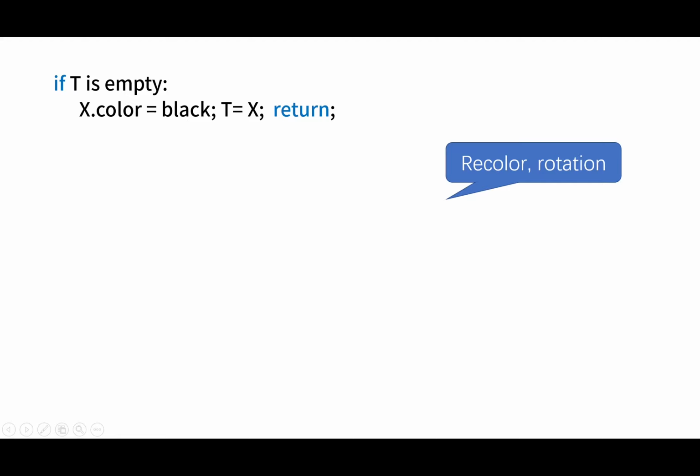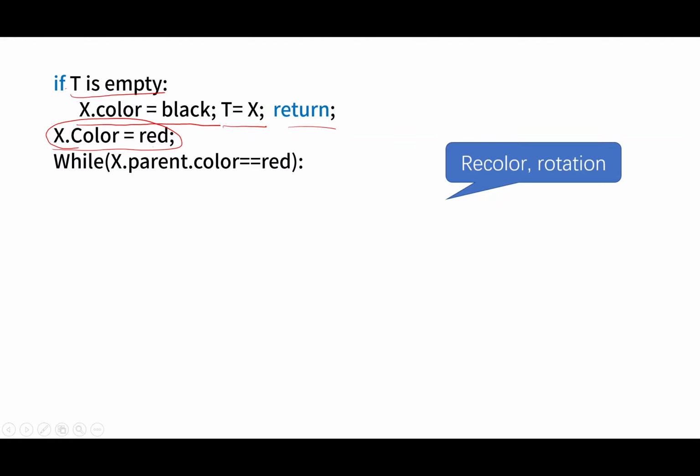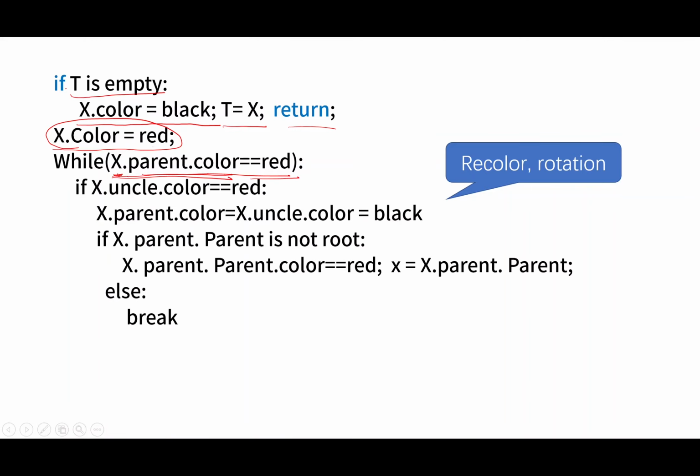Okay, we can give the code like this. To insert a node, if the tree is empty, then this node is colored black and becomes the root of the tree. We return. Otherwise, we give the inserted node color red, and while the parent of this node is red, we repeat the following processes.